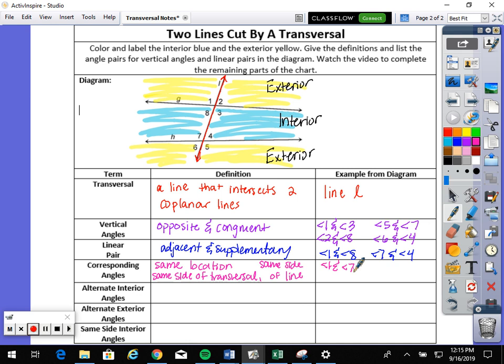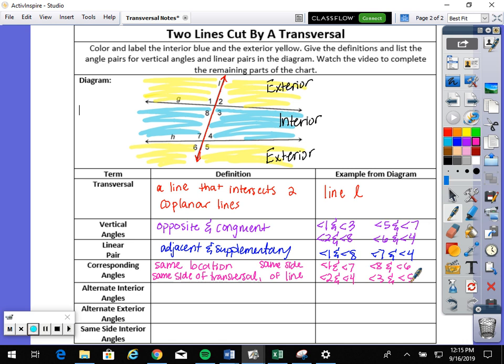Then I would move over to angle 2. The angle that corresponds to angle 2 is angle 4. They are both on the right of the transversal and above line G and line H respectively. And then I'll move on to 8. Angle 8 would correspond to angle 6. They're in the same location below both lines G and H and on the left of the transversal, which means that angle 3 would correspond to angle 5. They are both to the right of the transversal and below line G and H respectively.